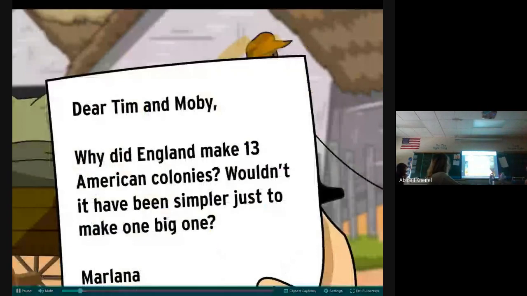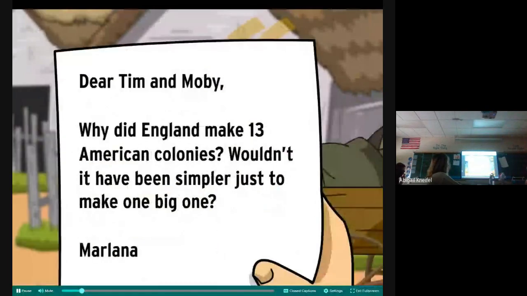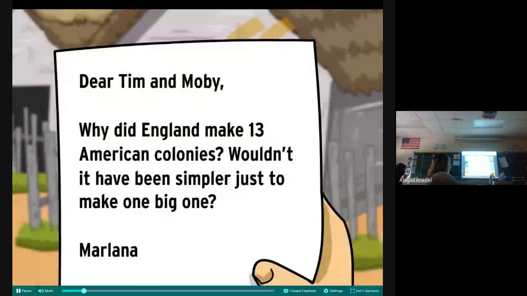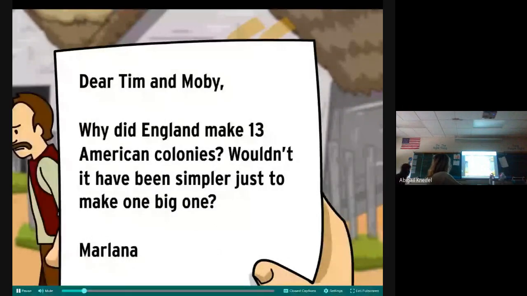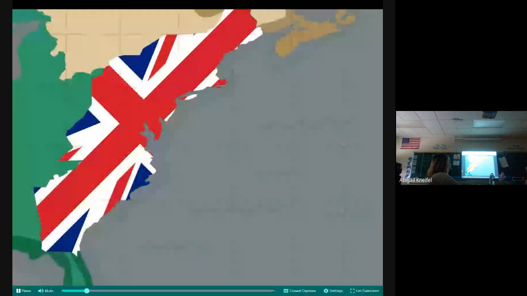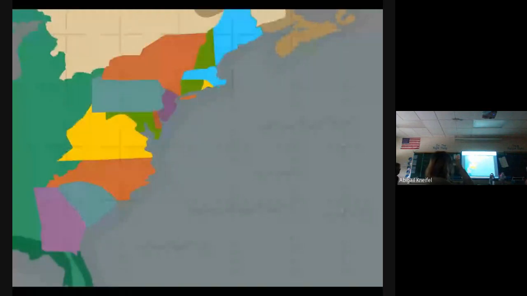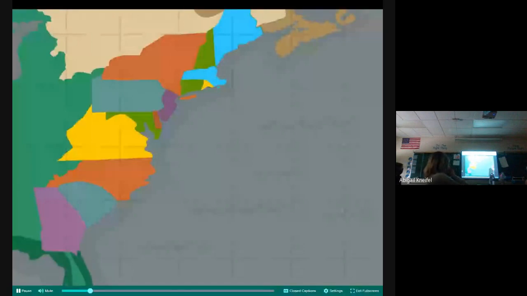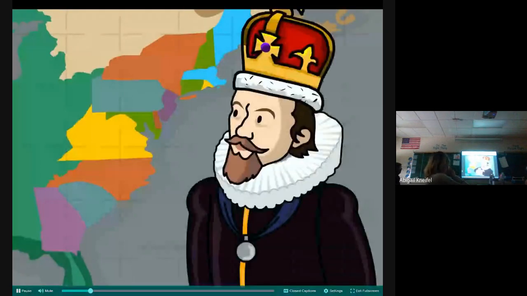Dear Tim and Moby, why did England make 13 American colonies? Wouldn't it have been simpler just to make one big one? From Marlena. Huh, good question. Maybe England would have done that if they'd thought of it from the beginning. But the 13 colonies weren't set up based on some well-organized master plan. The only real plan England had was to get rich and powerful.